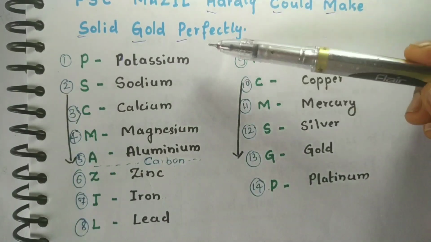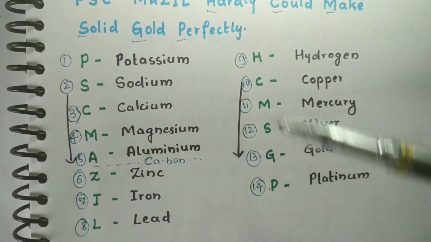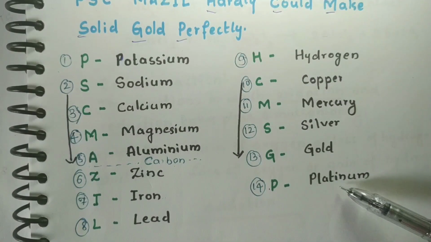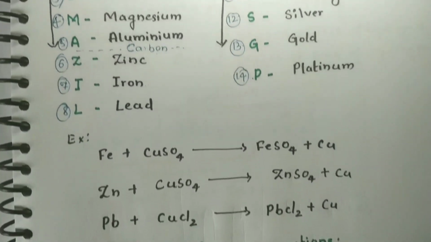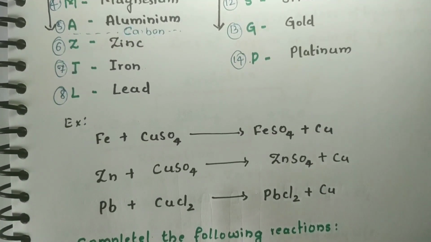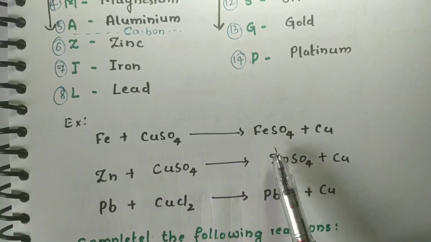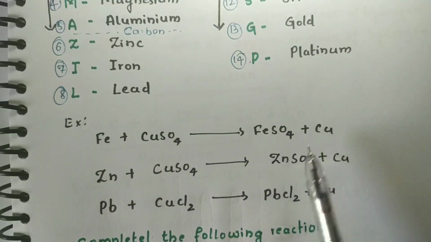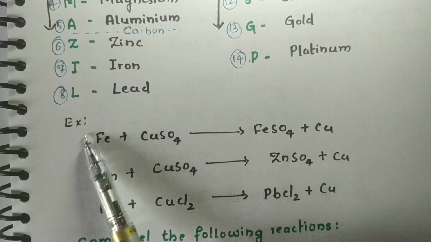So we can say that potassium is highly reactive and platinum is least reactive. So let us see a few examples for this kind of reaction. Iron reacts with copper sulfate to form iron sulfate and copper. So iron is more reactive than copper.